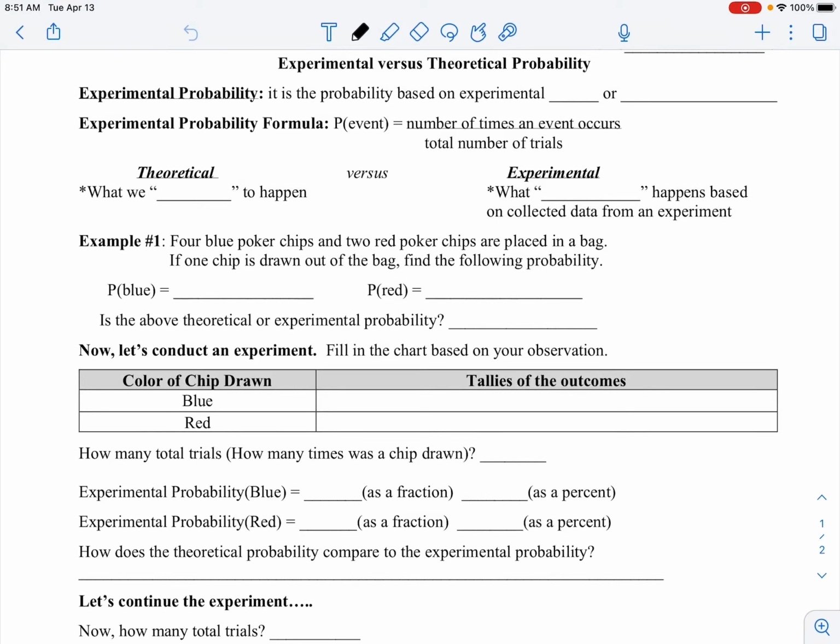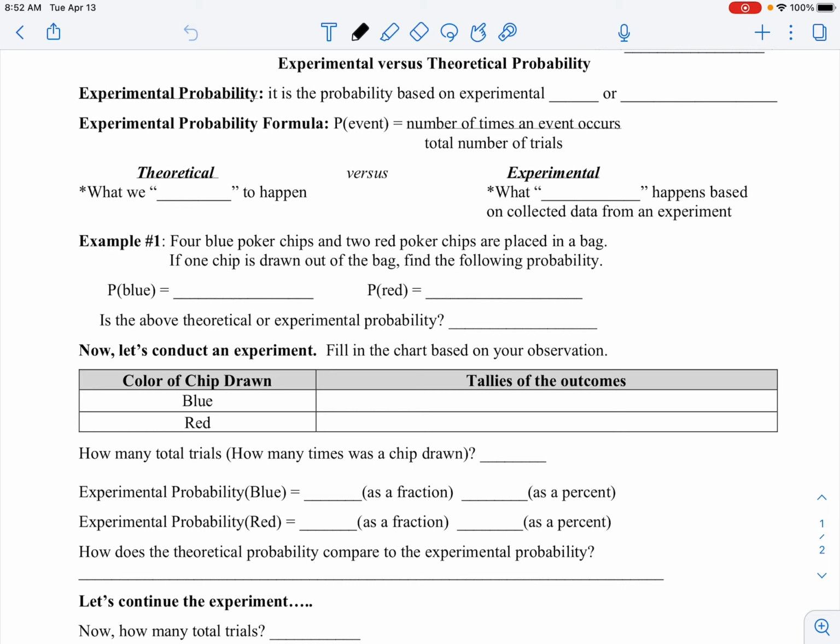Hello everybody and welcome back again to another day of Math 7. So yesterday we talked a bit about theoretical probability, which is what we expect to happen based on doing the math with the information that we're given. So today we're jumping into some experimental versus theoretical probability and how they differ a little bit and what happens when we take a big number of trials in our experimental probability.